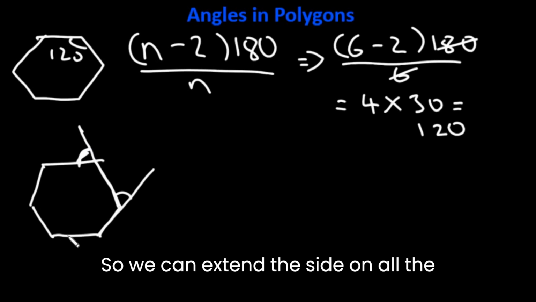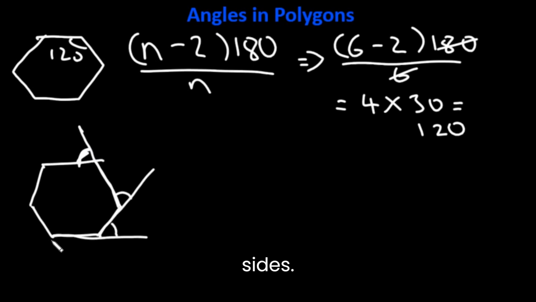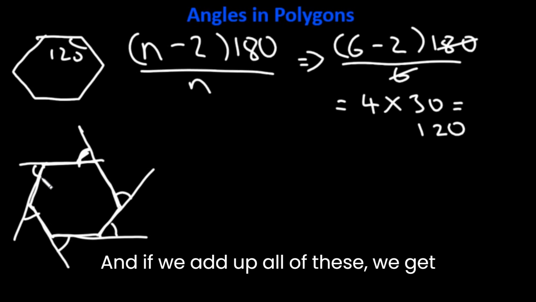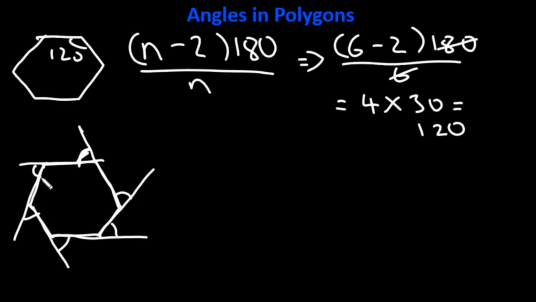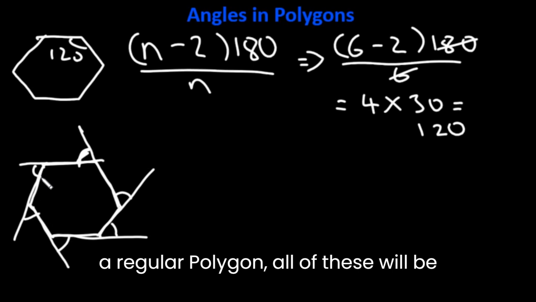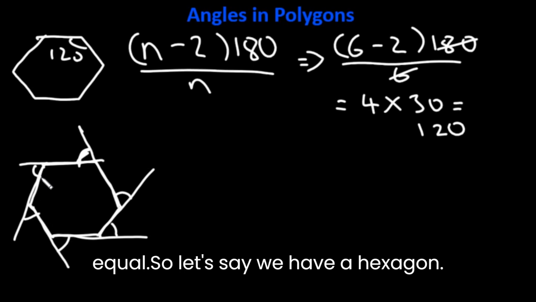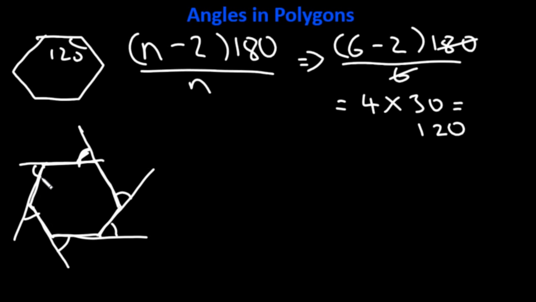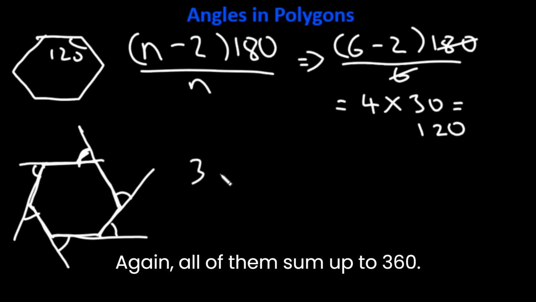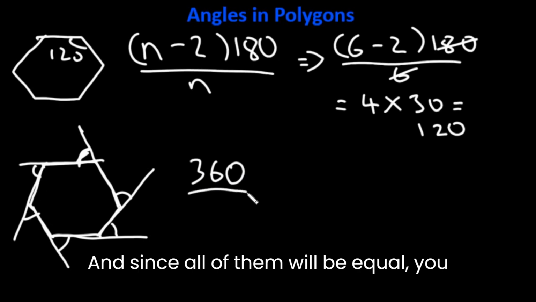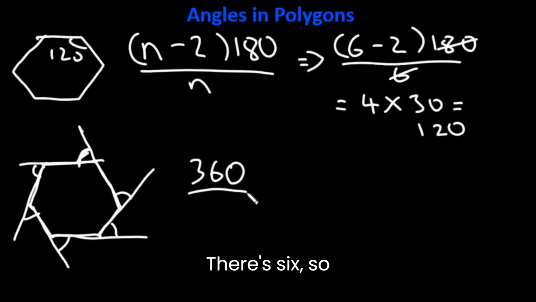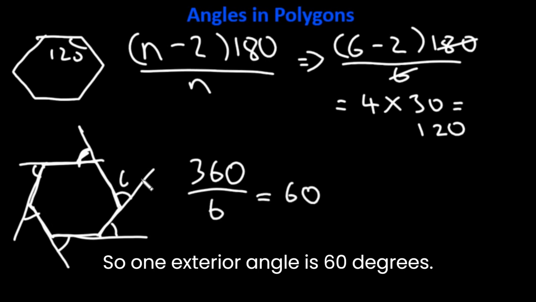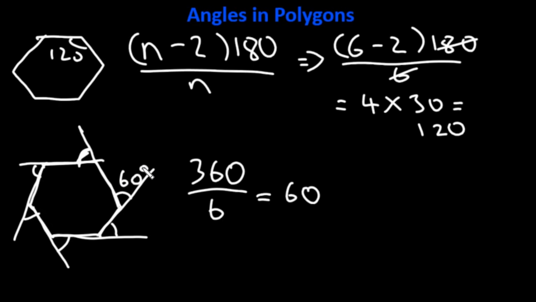So we can extend the side on all the sides. And if we add up all of these, we get 360. So we can use this to our advantage. In a regular polygon, all of these will be equal. So let's say we have a hexagon. Again, all of them sum up to 360. And since all of them will be equal, we just need to divide by how many there are. There's 6. So 360 divided by 6 is 60. So one exterior angle is 60 degrees.